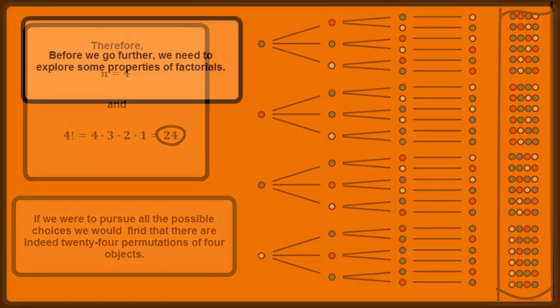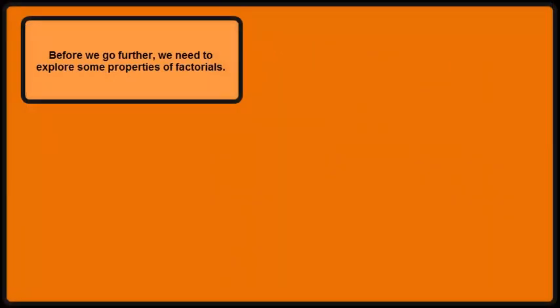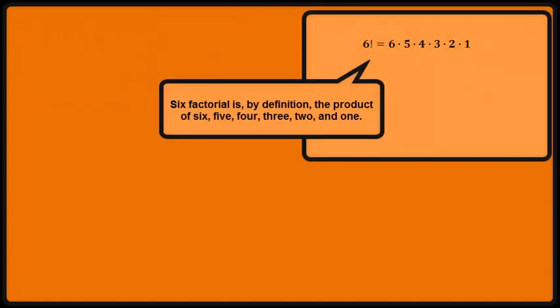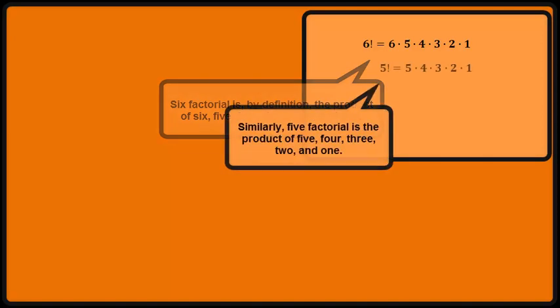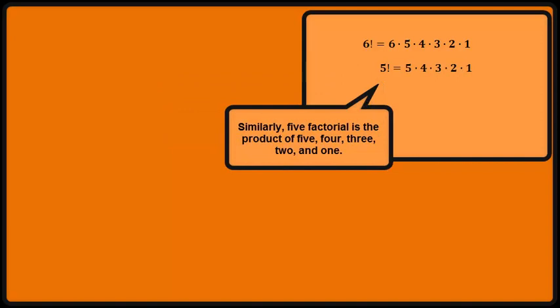Before we go further, we need to explore some properties of factorials. 6 factorial is, by definition, the product of 6, 5, 4, 3, 2, and 1. Similarly, 5 factorial is the product of 5, 4, 3, 2, and 1.